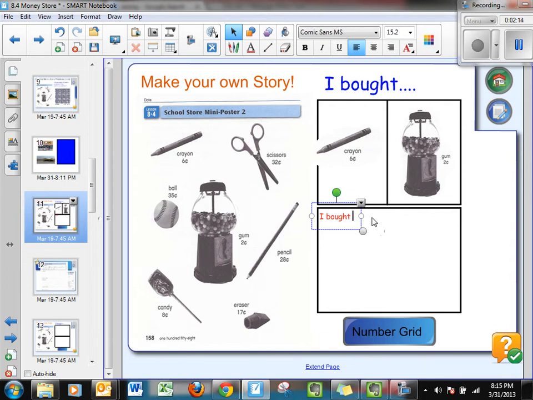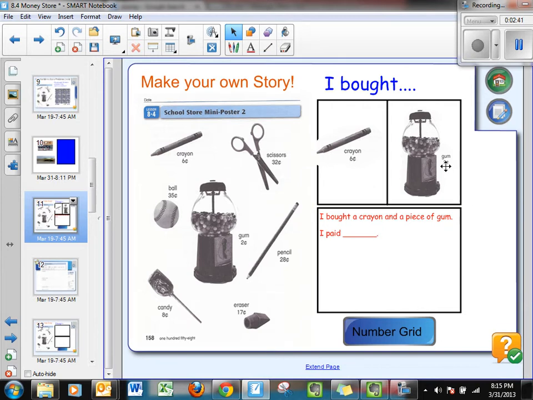So I bought a crayon and a piece of gum. Now, that's the first part of our story problem. The next thing is you need to tell me how much did you pay? So I paid, and then I'm going to put a blank for right now because let's figure out what this would cost. So you can see the crayon is 6 cents, piece of gum is 2 cents.